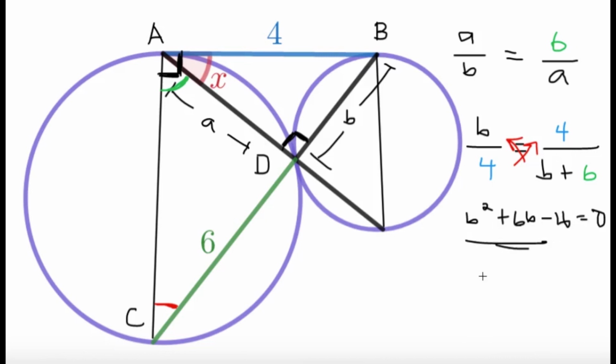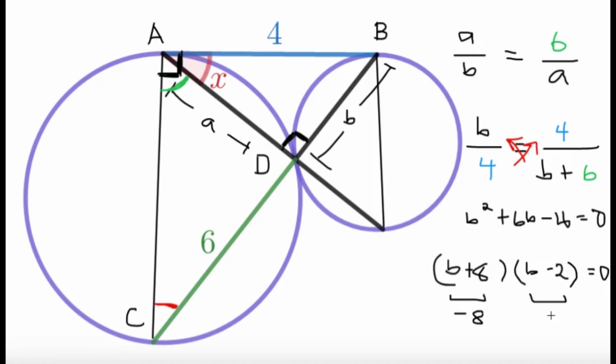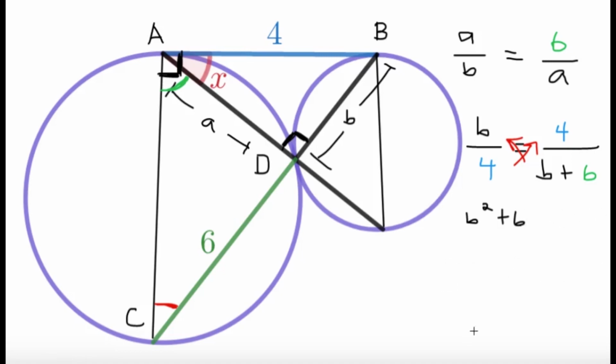Let's try to factor this one. I'll get B plus 8 times B minus 2 equal to 0. Now, that's going to give me negative 8 or 2 for B. But obviously, we're talking about lengths here, so we're going to ignore the negative 8 case. So I'll have here that B is equal to 2. Let's write that down. We have one solution, B is equal to 2.